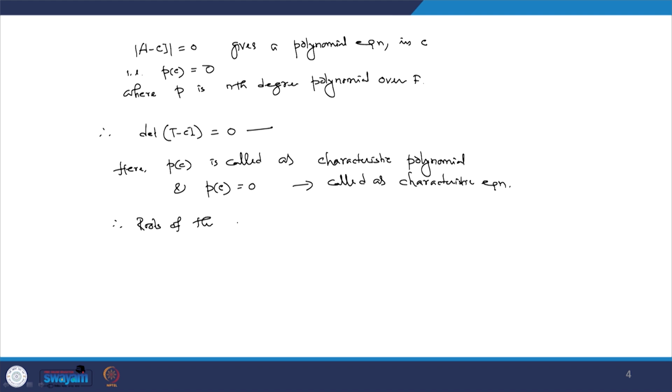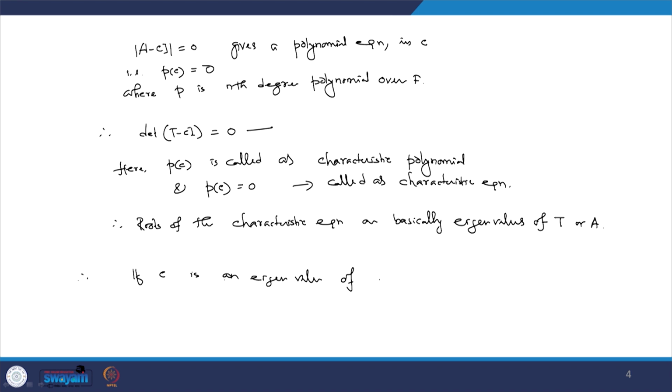Roots of the characteristic equation are basically the eigenvalues of T or A. So, if C is an eigenvalue of T, then the determinant of T minus C I equals 0, so this operator T minus C I is not invertible.